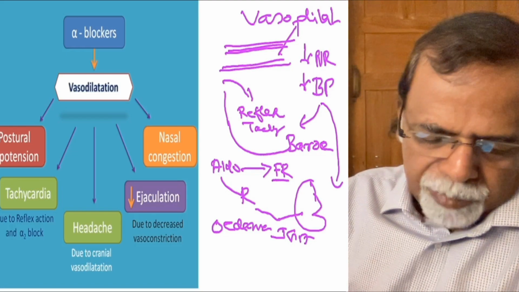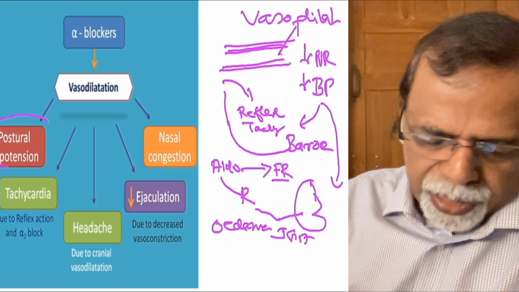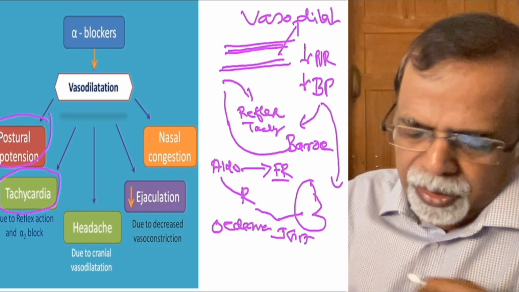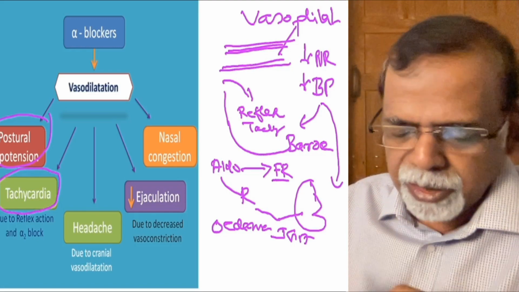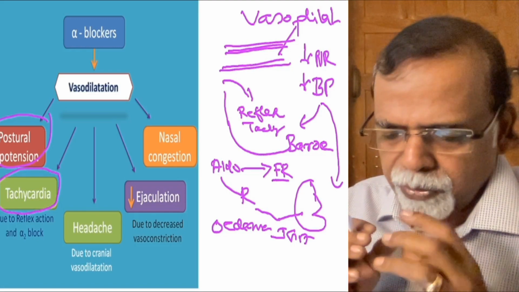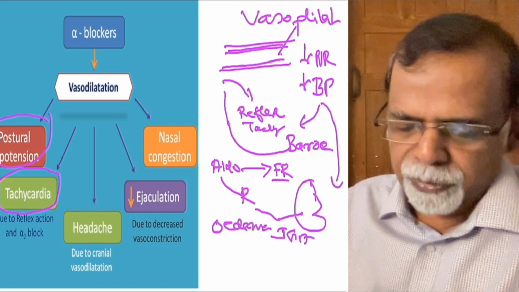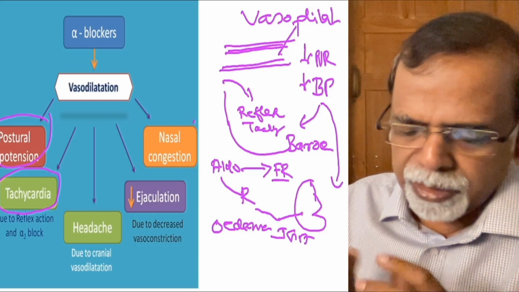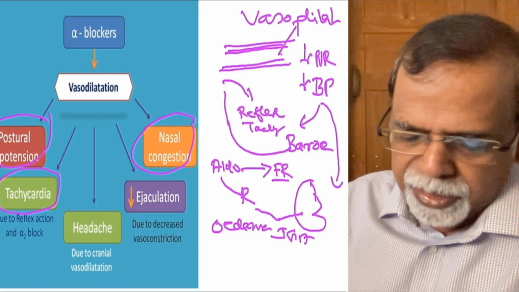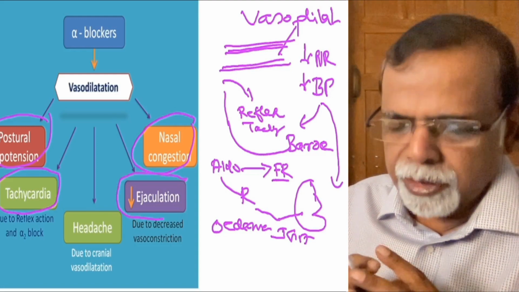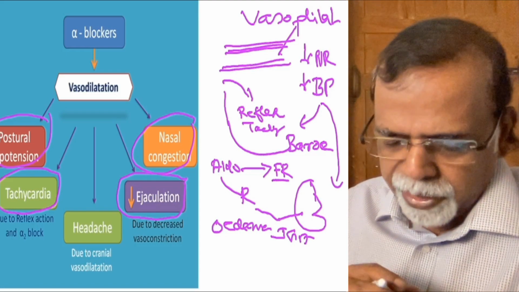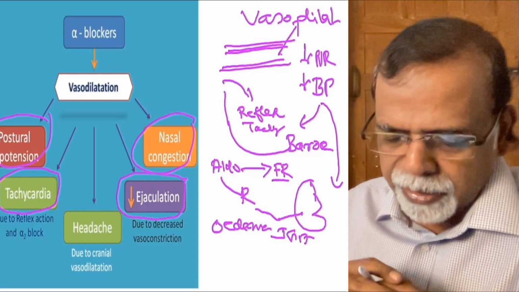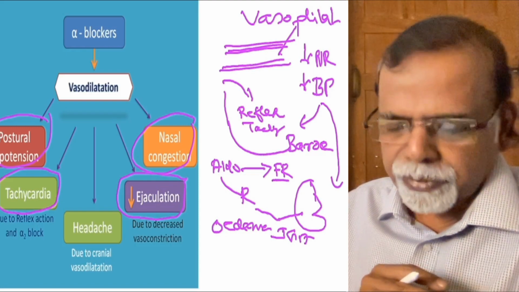So we have mentioned postural hypotension is very important. It can produce tachycardia, and the nasal blood vessels are dilated because alpha blockade removes the constriction of the nasal blood vessels. So it can produce nasal congestion. The prostatic contraction is by the alpha receptor. So when the alpha is blocked, you can get a reduction in the ejaculation.